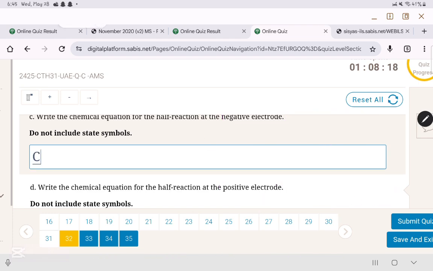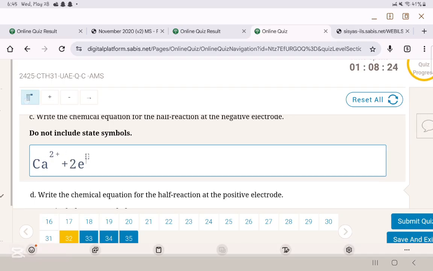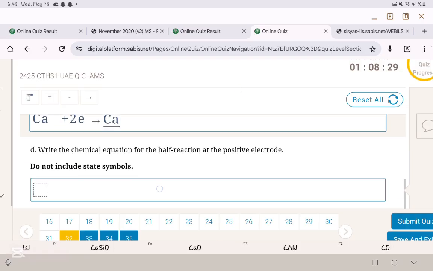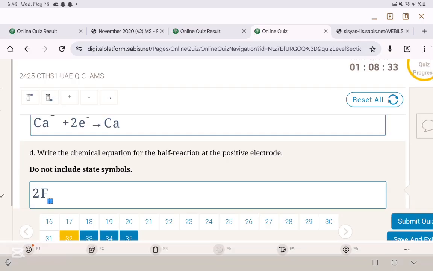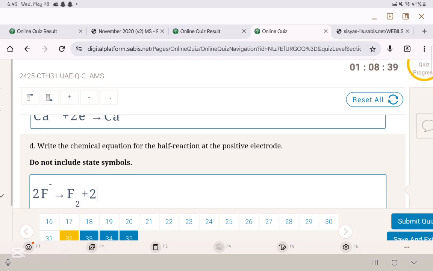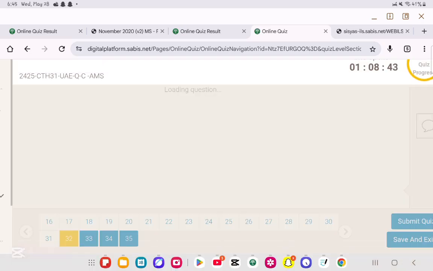So very simply, Ca2+ plus 2e- will form what? Will form Ca. Whereas over here it is what? 2F-, my bad, 2F- will give us what? Will give us F2, in addition to 2 electrons. We move on to question number 3.